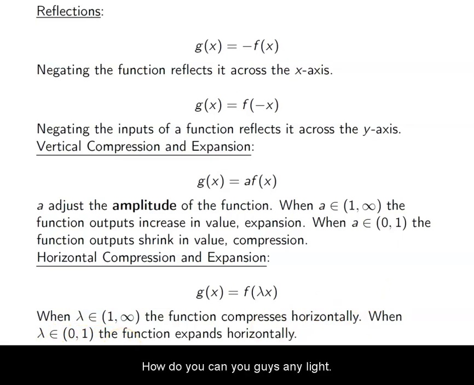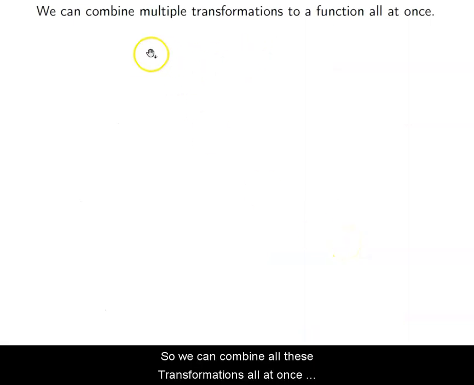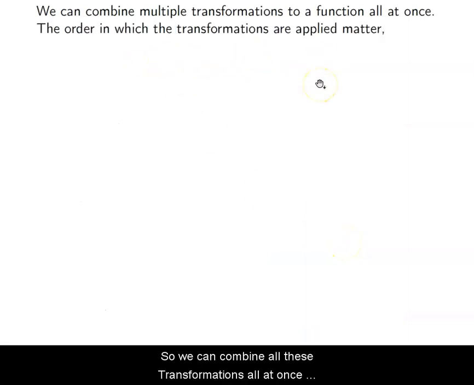So I know I haven't given you guys any examples yet, because again, we go through all of this in pre-calculus. You can look at my course reader there for lots and lots of examples. I also have videos if you need to refresh yourself on the transformations. It's chapter 2 in my pre-calculus section. But the ideas of what's happening are what you really need to be able to hold on to, okay? So we can combine all these transformations all at once, right?